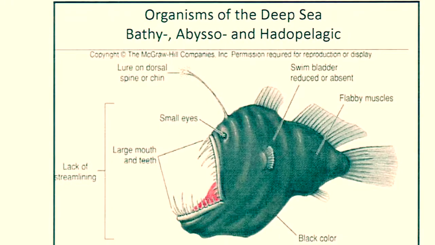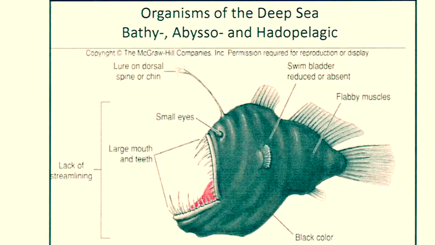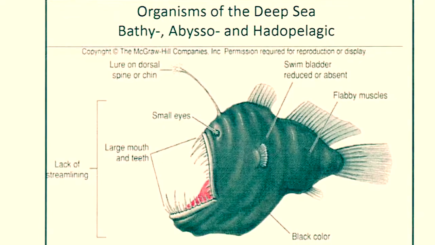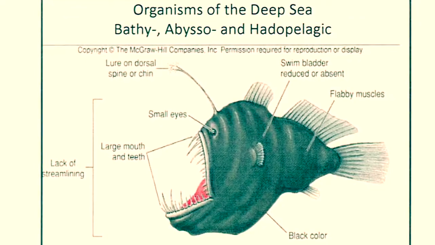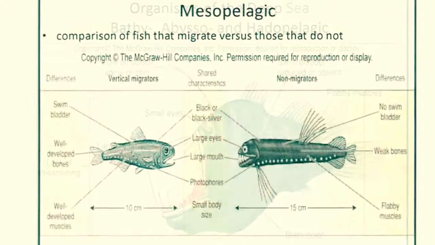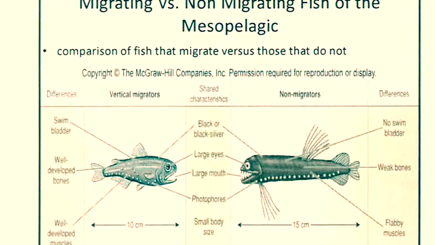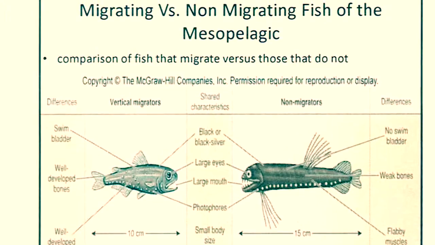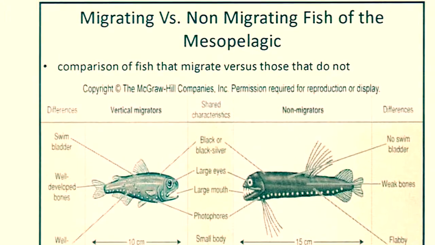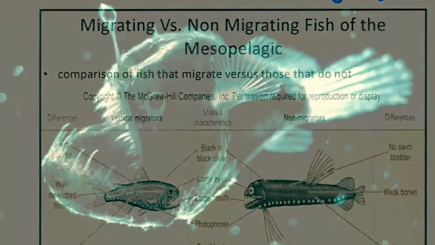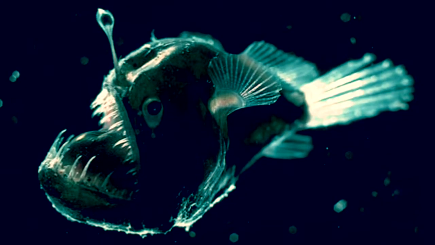Other adaptations of animals in this biome include swim bladders or the absence of them, depending on whether or not they're a migratory species, weaker or stronger bones, flabbier or stronger muscles, or large or small eyes, also depending on their depth or whether or not they're a migratory species, and usually large mouths and large teeth.